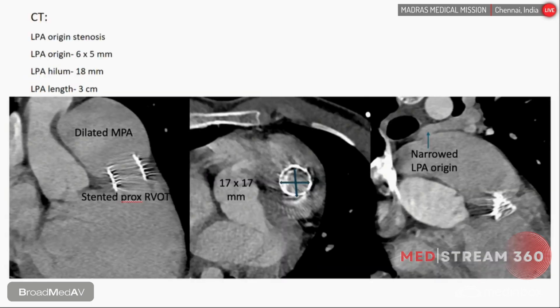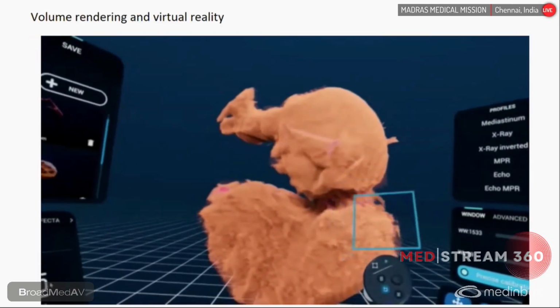This is a CT which we did, which also showed that the LPA having significant narrowing with the origin of 6 into 5 millimeter and a hilum was measuring 18 and the length of the LPA was around 3 centimeters. The stent in the proximal RVOT was measuring 17 into 17 millimeter in its internal diameter, and we can see the dilated MPA distally and the proximal RVOT and the RV which is dilated. So this is the restriction in this patient at present.